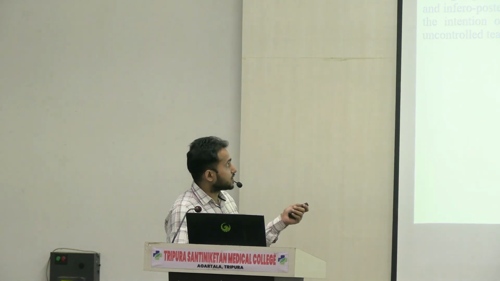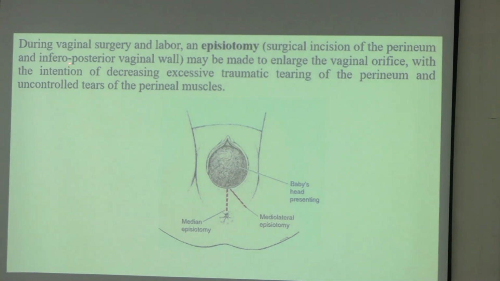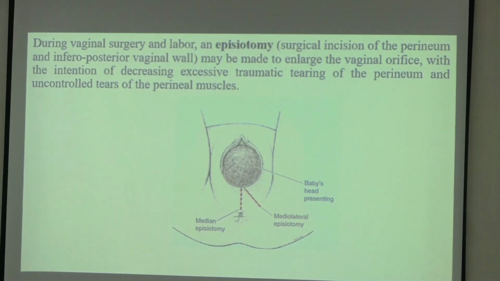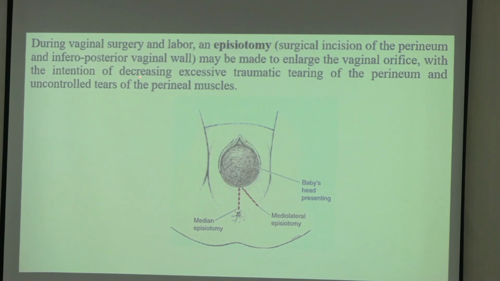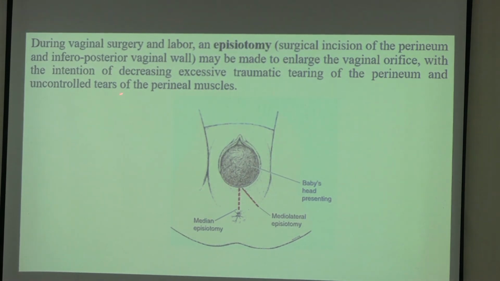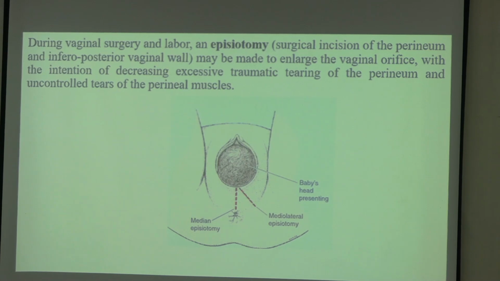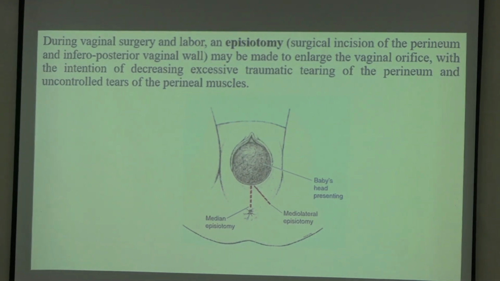So as you can see, episiotomy is a surgical incision of the perineum and infero-posterior vaginal wall. Why is it done? To enlarge the vaginal orifice, to decrease the excessive traumatic tearing of the perineum and the perineal muscles during the time of parturition. The incision is taken.